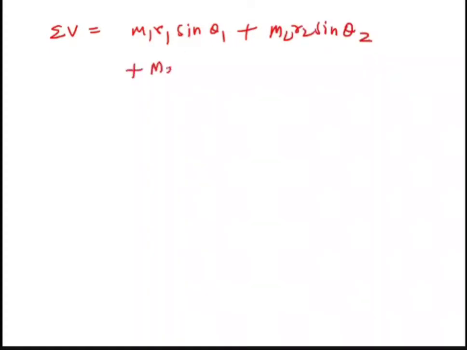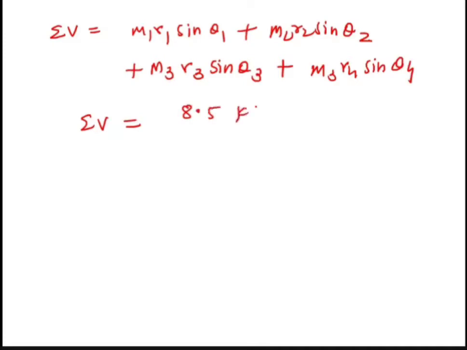Is it okay? Similarly, summation of vertical forces: m1 r1 sin theta 1 plus m2 r2 sin theta 2. Why am I taking only 4? Because there are only 4 masses, plus m3 r3 sin theta 3 plus m4 r4 sin theta 4. So put all the values and you are getting this answer as 8.5 kg meter.